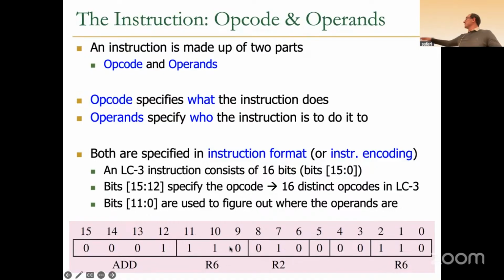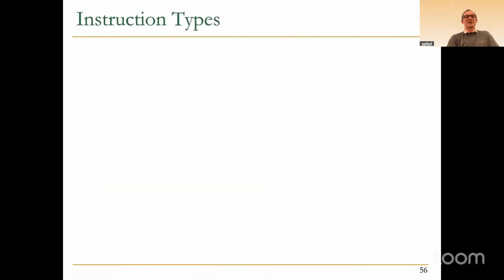So this encoding specifies that we should do an add, and we should add the value in R6 to R2 and store the result in R6. These are general purpose registers. So this encoding specifies that. You just need to build the machine, build the logic that does it. And we're going to build up to that. And we're going to give you the key parts today. Okay, so that was an add.